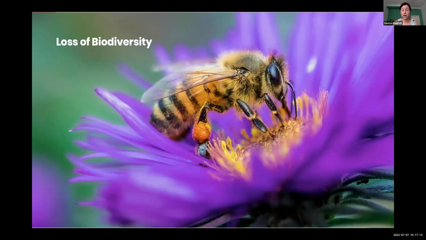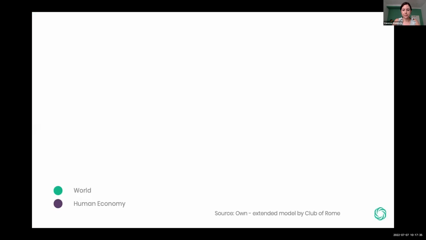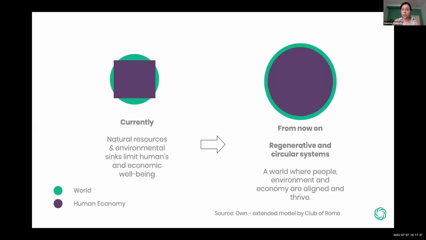In China, for example, there is a huge problem with that, and they are going with a truck from field to field to pollinate the fields. So it is important for our survival to make sure that the animals survive as well. What we need to do now is develop regenerative and circular systems.